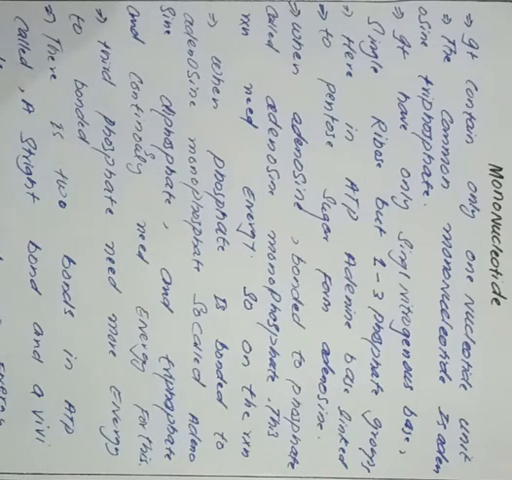The common mononucleotide is adenosine triphosphate. ATP is the common mononucleotide. But ADP, adenosine diphosphate, and AMP, adenosine monophosphate, are also examples of mononucleotide. It has only one nitrogenous base, a single ribose, but 1 to 3 phosphate groups.